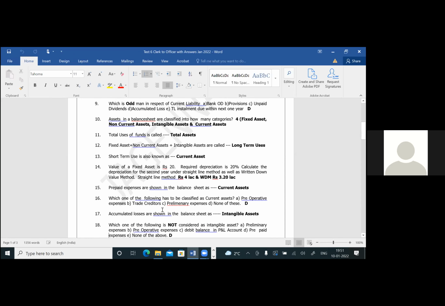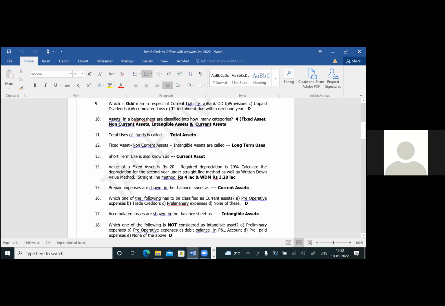Question number 16. Which one of the following has to be classified as current asset? You think of it and you tell me. Which one of the following has to be classified as current asset? Pre-operative expenses, trade creditors, preliminary expenses, none of these.